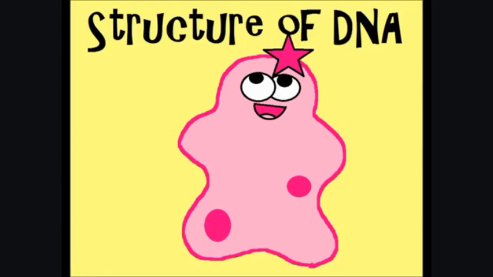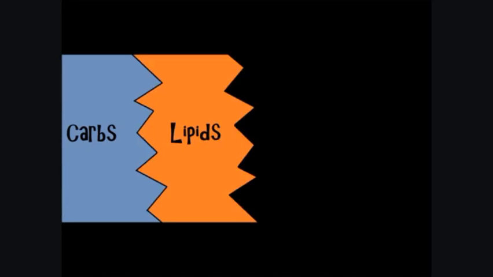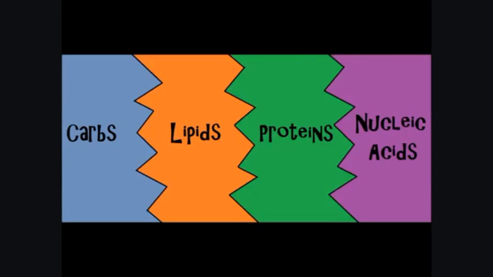So let's talk about the structure of DNA. First of all, DNA is a type of nucleic acid. And if you remember the biomolecules, remember how the biomolecules included carbs, lipids, proteins, and nucleic acids.